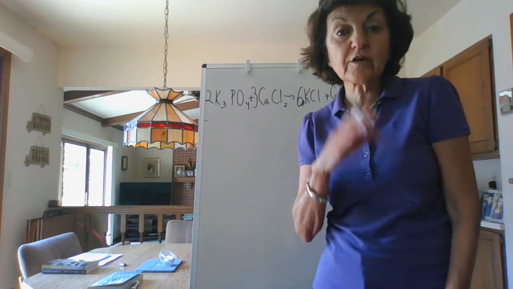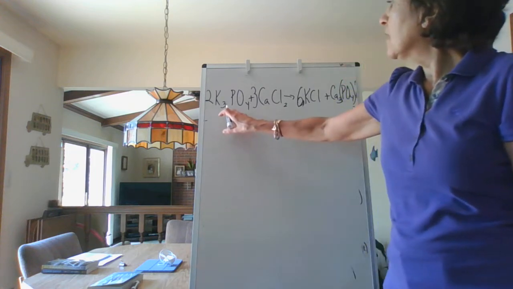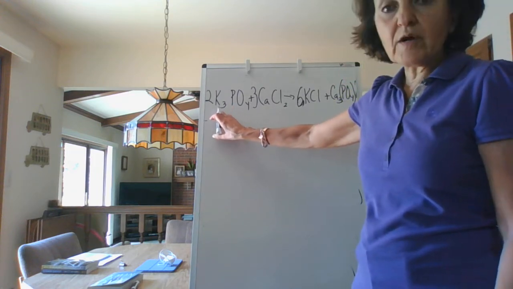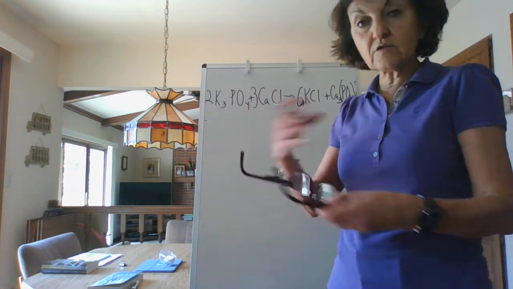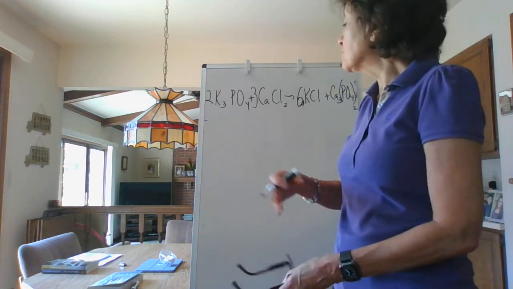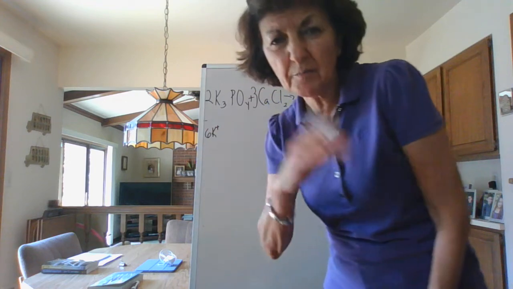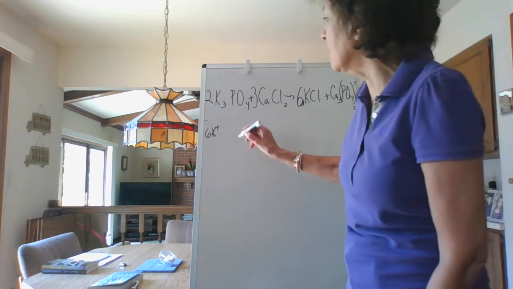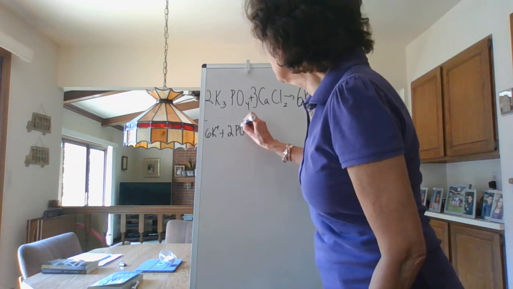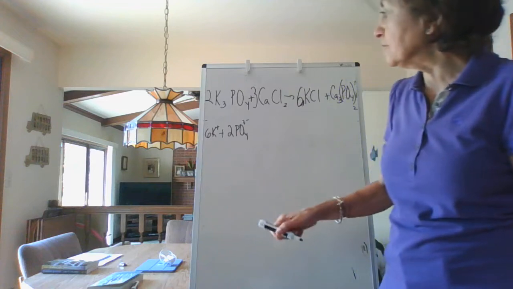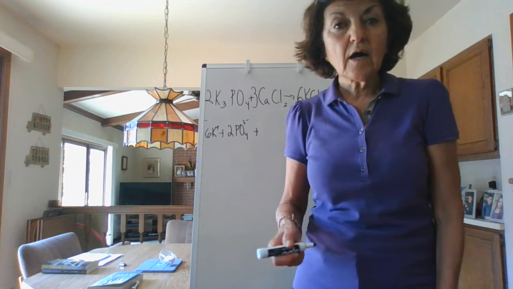And what are you going to do? You're going to break apart anything that is considered a strong electrolyte. Remember, this is a group 1A. So group 1A, always break it apart. It's a soluble salt, so it's a strong electrolyte. So we're going to write 6K+. I'm not going to put all the aqueouses because they clutter up everything. So bear with me. 6K+ plus 2PO4 3-.